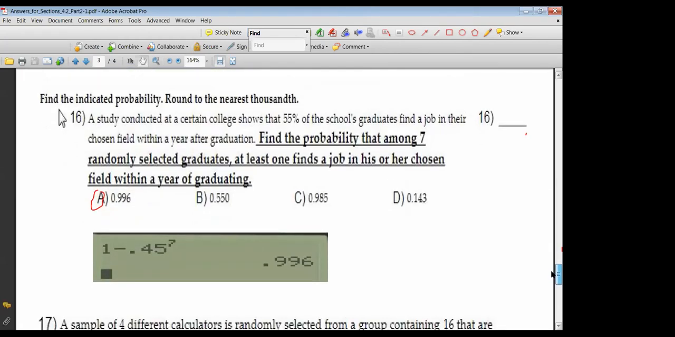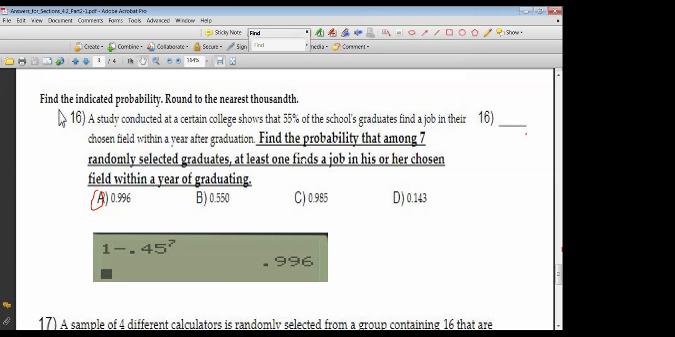All right, here are the tough problems. These are the "at least one" problems. To find a probability of at least one, it's one minus the probability of none. A study of a certain college shows that 45% of the school's graduates find a job in their chosen field after graduation. Well, think about this. If 45% find a job, then the remaining 55% don't find a job. Find the probability that among seven recent graduates, at least one finds a job.